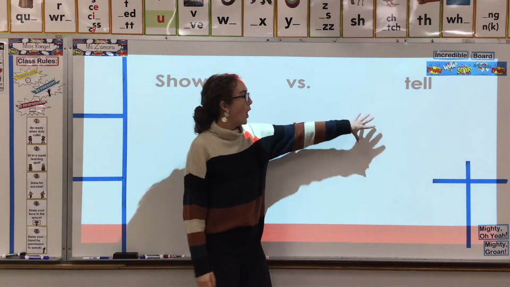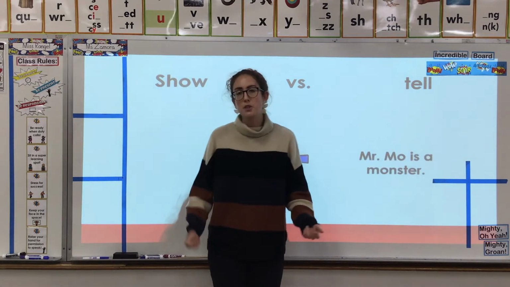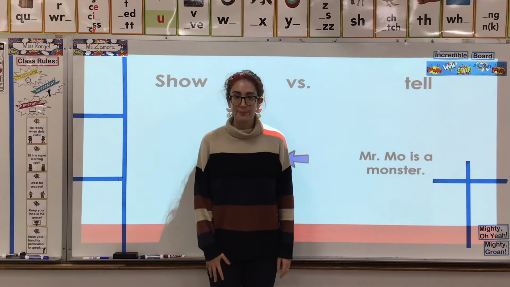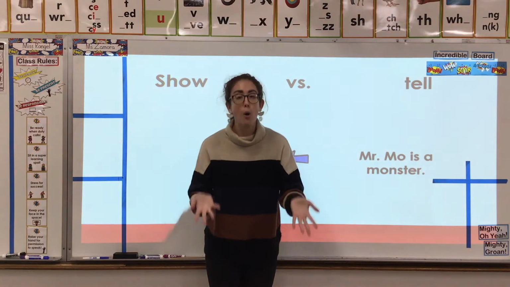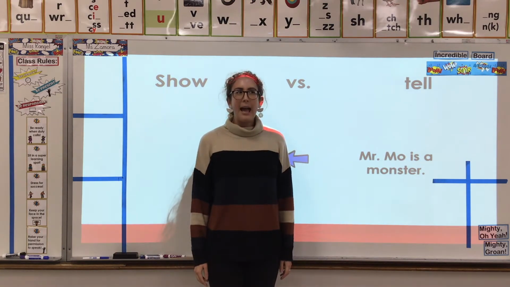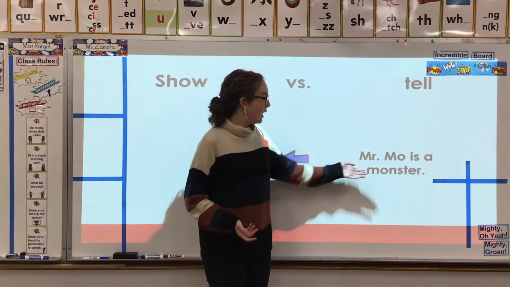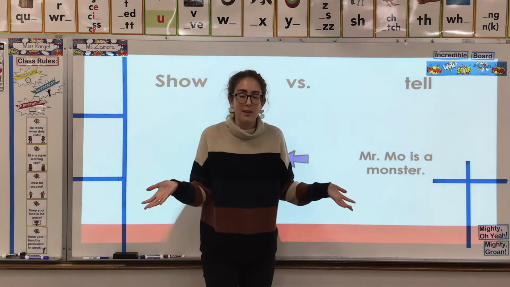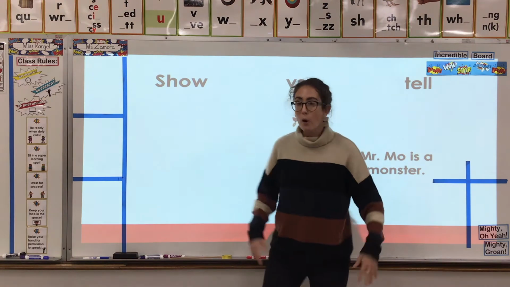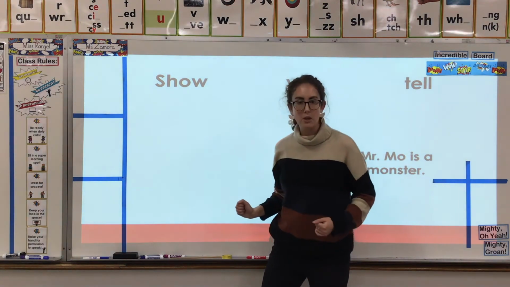For example, what we don't want to do is if I just told you in my writing, Mr. Mo is a monster. That is true. I told you he's a monster, but that's all you know. And you can't really picture exactly what Mr. Mo looks like. A monster could really be anything. So I just told you a little bit. But what's way more interesting is if I show you who Mr. Mo is and what he looks like.